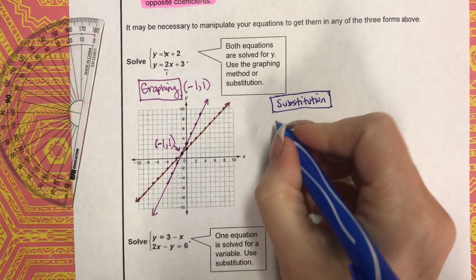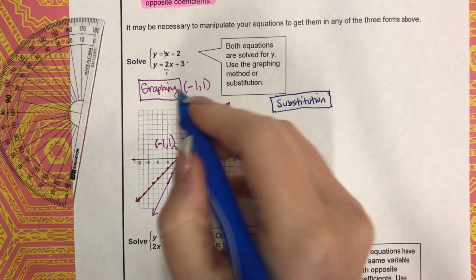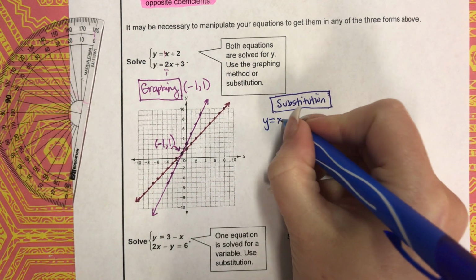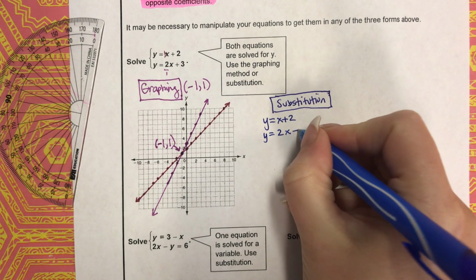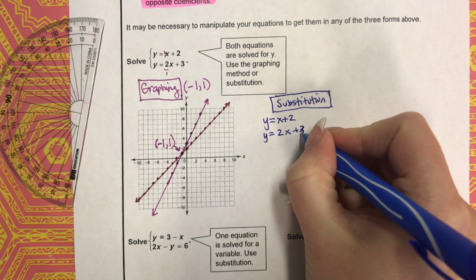Okay, so they're both solved for y. Therefore, here I'll just write them really quick. Since they're both equal to y, that means they're equal to the same thing, so they can be equal to each other, right? Gosh, what's up with that 3?